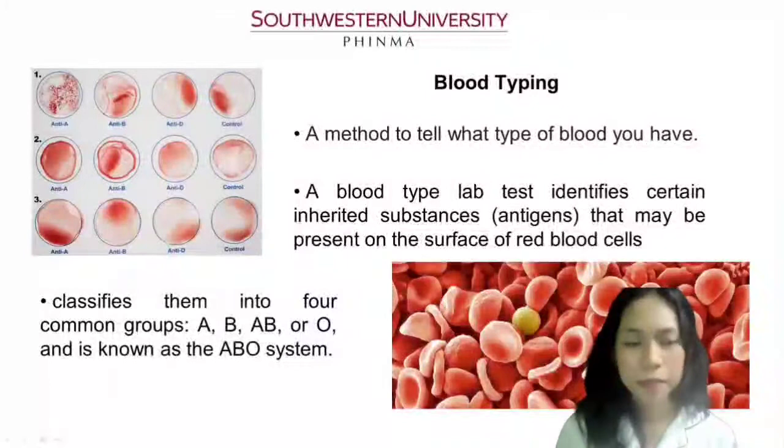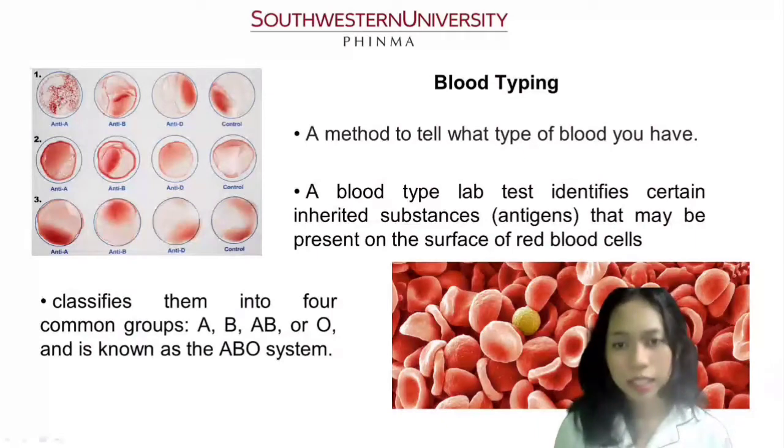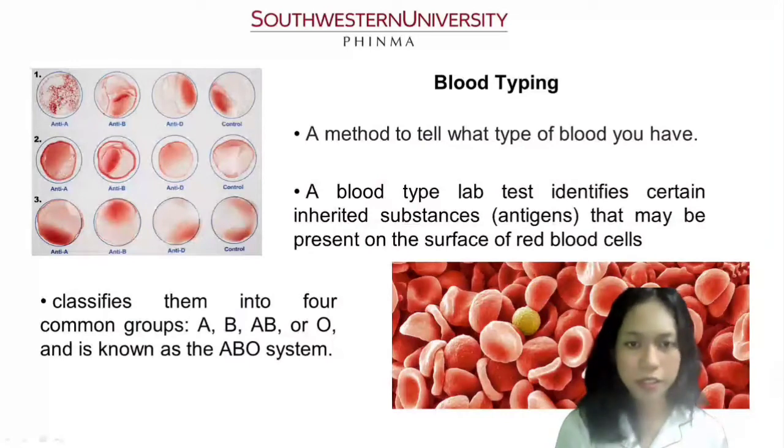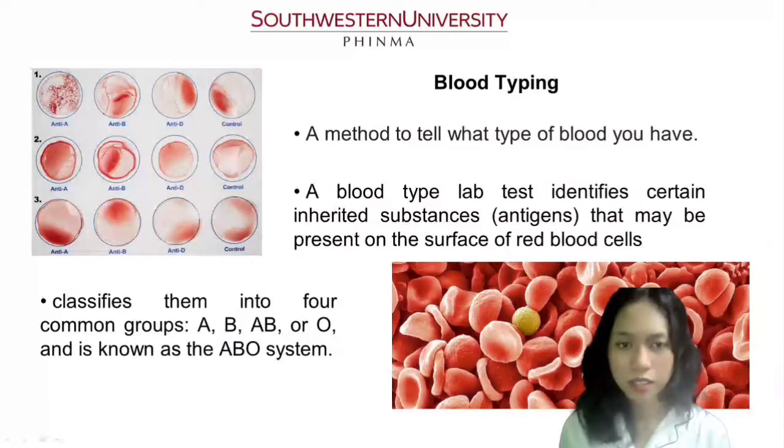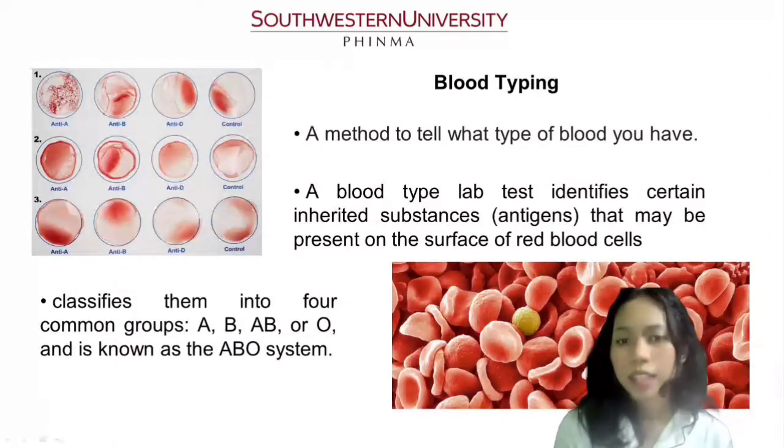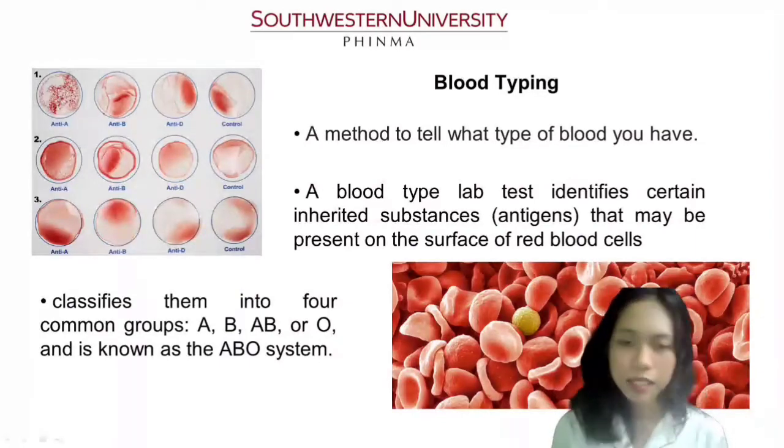Blood typing is a method to tell what type of blood you have. ABO blood group system is a classification of human blood based on the inherited properties of red blood cells or their erythrocytes, as determined by the presence or absence of the antigens A and B, which are carried on the surface of the red cells. Persons may thus have type A, type B, type O, or type AB blood.